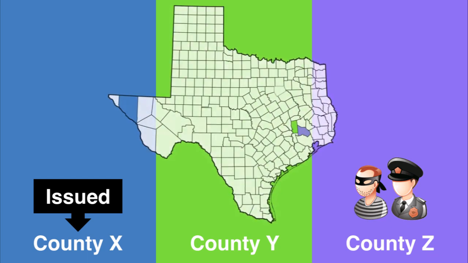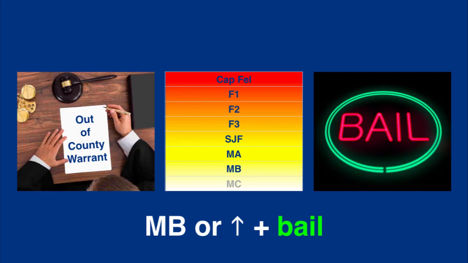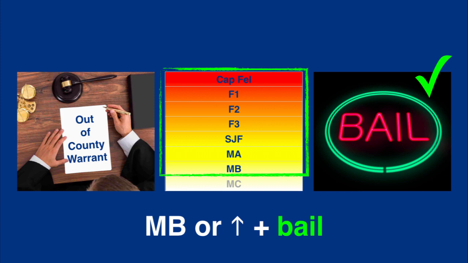Essentially, if a person is taken in front of a magistrate in a county who did not issue the warrant, so the arrest has occurred for an out-of-county warrant, then there are three possible scenarios. The first scenario is the arrest warrant is for a B misdemeanor or higher offense with bail listed, and the defendant is able to post bail.